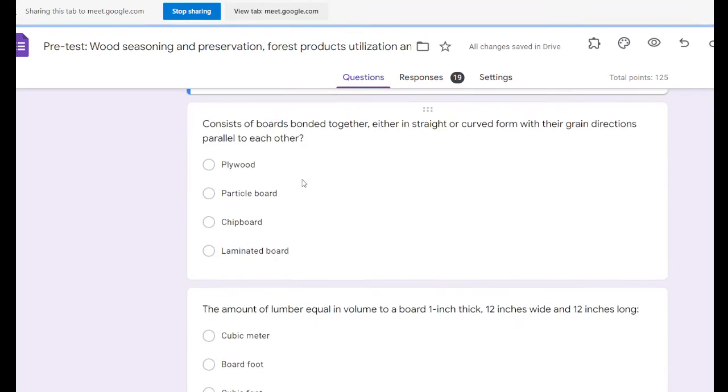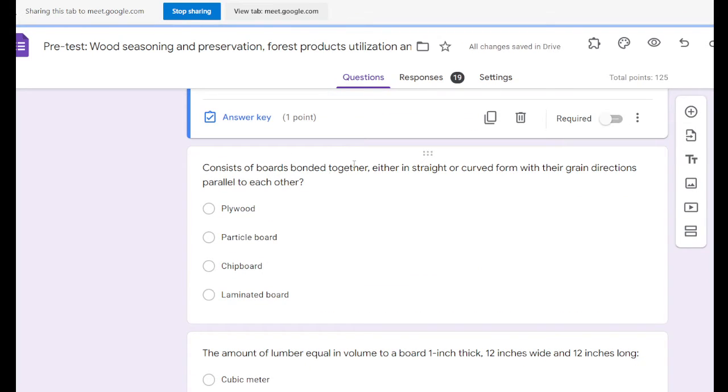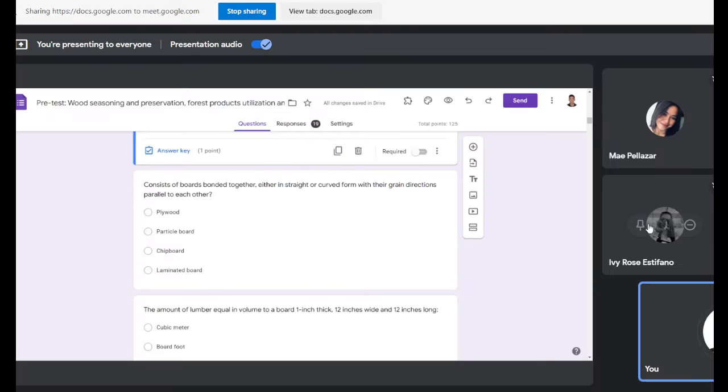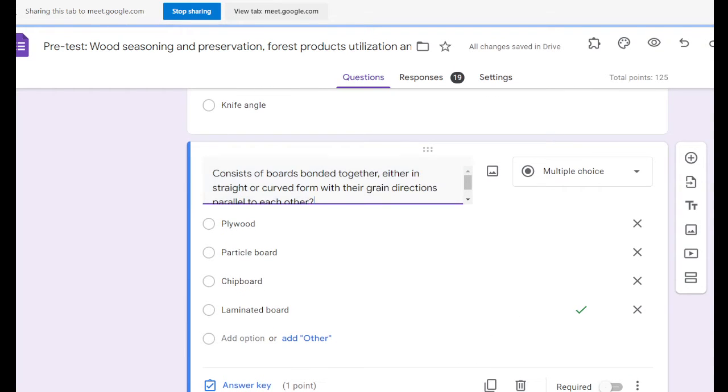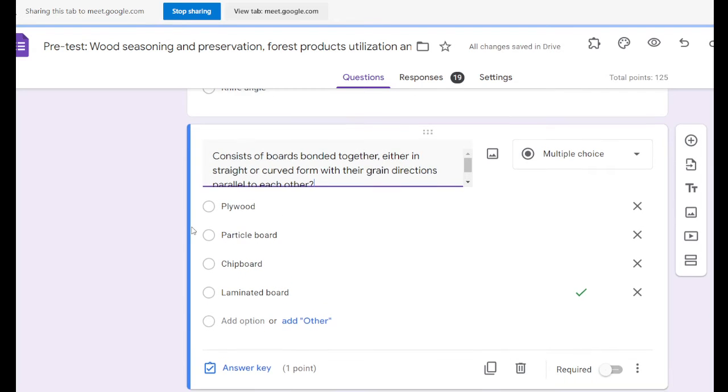Okay? Next, consists of boards bonded together either in straight or curved form with their grain direction parallel to each other. Parallel ha, remember, parallel to each other. Laminated board, sir. Yeah, correct answer for this question is laminated board. Okay? So parallel ha, parallel to each other. When it's said here that perpendicular, then that's already a plywood. But for this case, that is parallel.